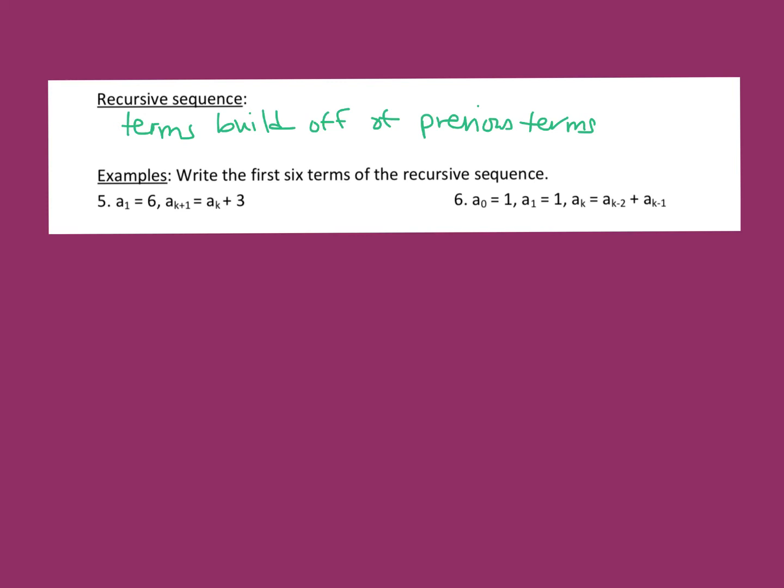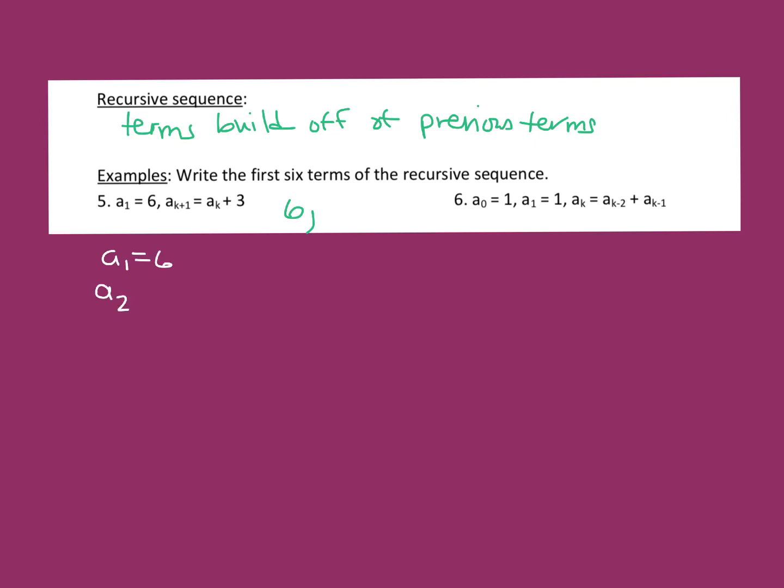So for this one, I asked you to write the first 6 terms. One of them has been done for you, by the way. If you really have no idea what to do, you can at least write that out. We know the first term is 6. Hopefully you can do the rest of it, though. Okay, so then we have the first term. We know that A1 equals 6.